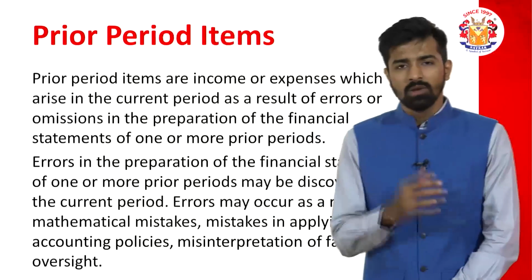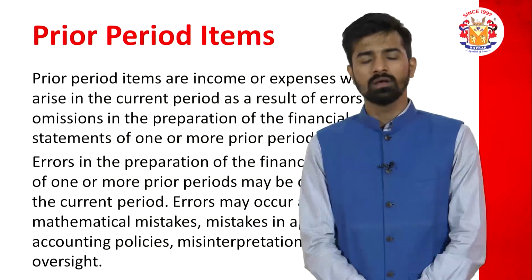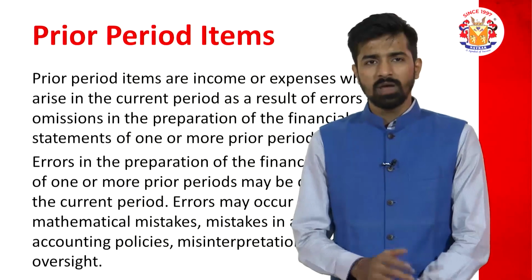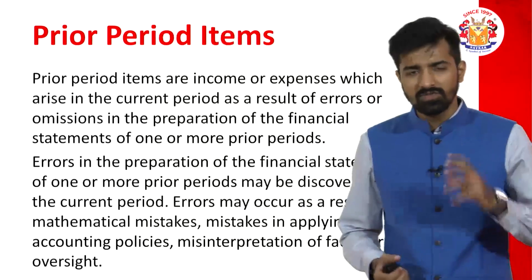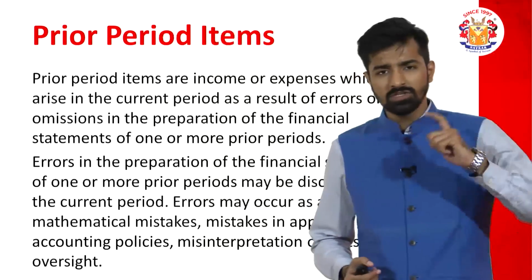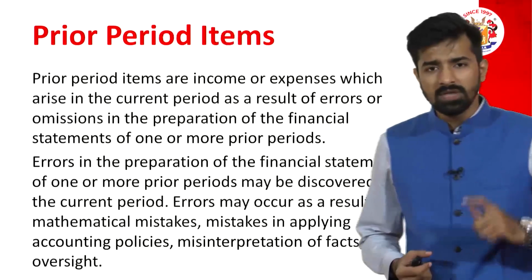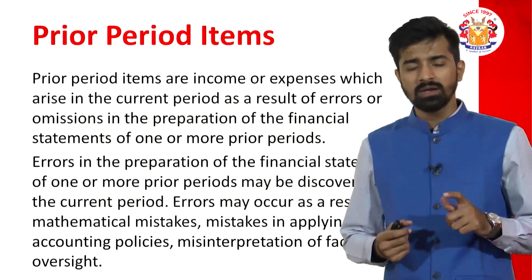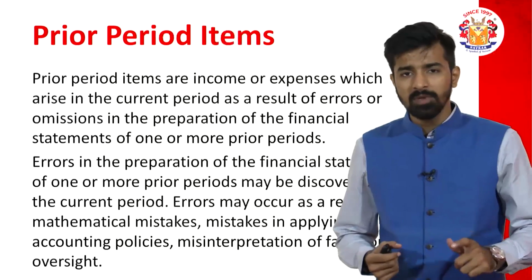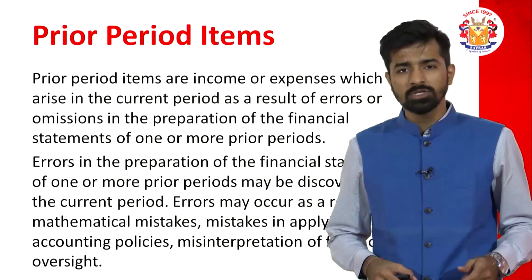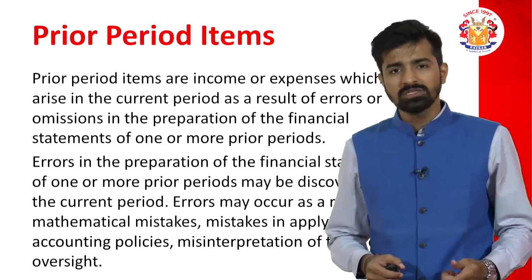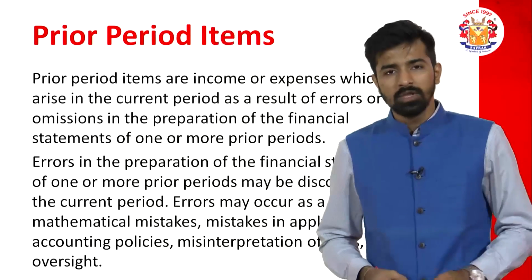Prior period items. Now, what is prior period items? This is a very important point. See, prior period items are incomes or expenses. The definition is very important, so we need to read it correctly. Prior period items are incomes or expenses which arise in the current period, as a result of error or omission, in the preparation of financial statements of one or more prior period.